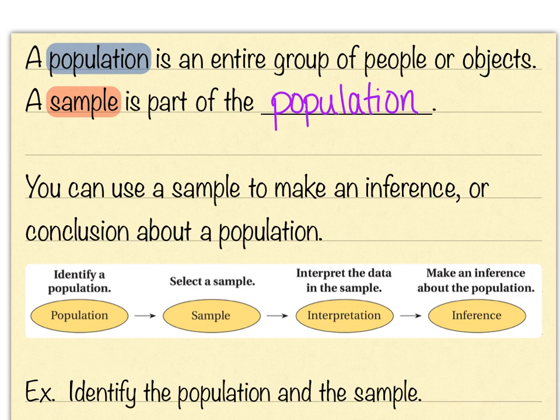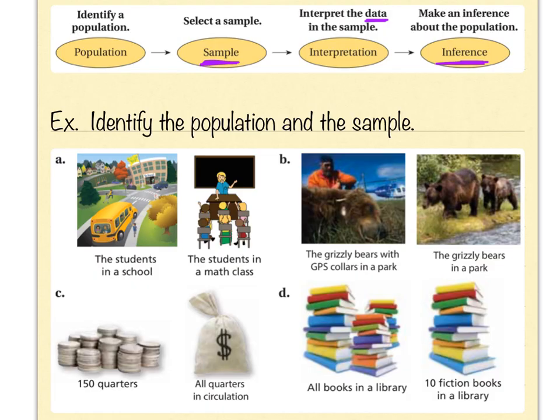So you can use a sample to make an inference or a conclusion about a population. First you identify the population, and then you select a sample. The sample, again, is the smaller part of the population. Once you have a sample, you can interpret data from that sample, and then, which is really important, you can make an inference, a conclusion or a prediction based off of that data. And that's what we're going to do today.